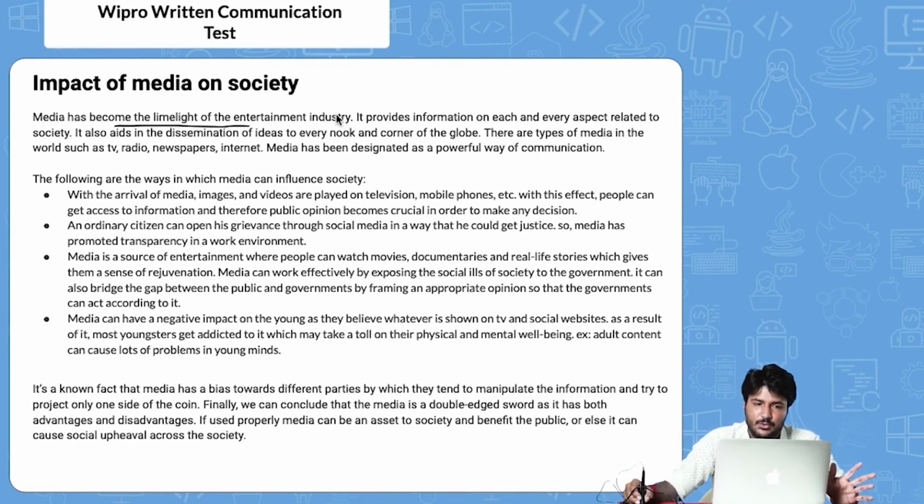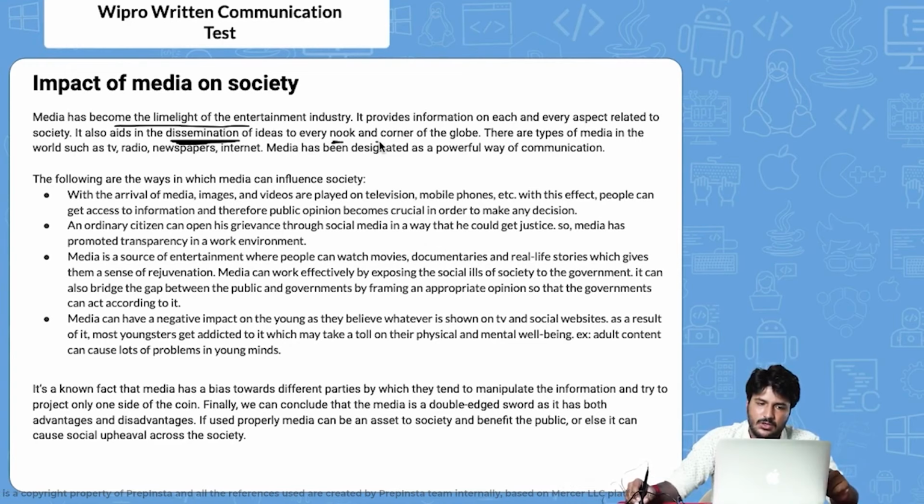The AI system is able to understand. Perfect. It provides information on each and every aspect related to society. It also aids the dissemination. Again, what she has done here is she has written the wrong spelling of dissemination. So I was a little harsh on her. I told her, okay, I told you in our online classes not to use words where you do not know the meaning. I have corrected it. But then again, to impress, she has used a very heavy word.